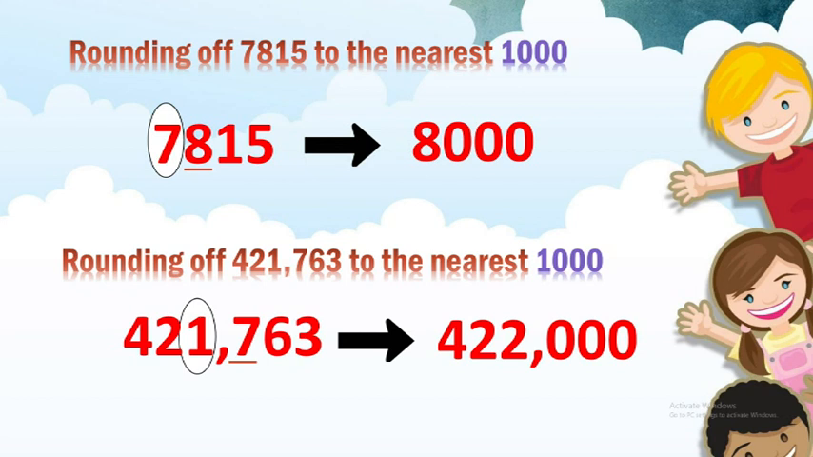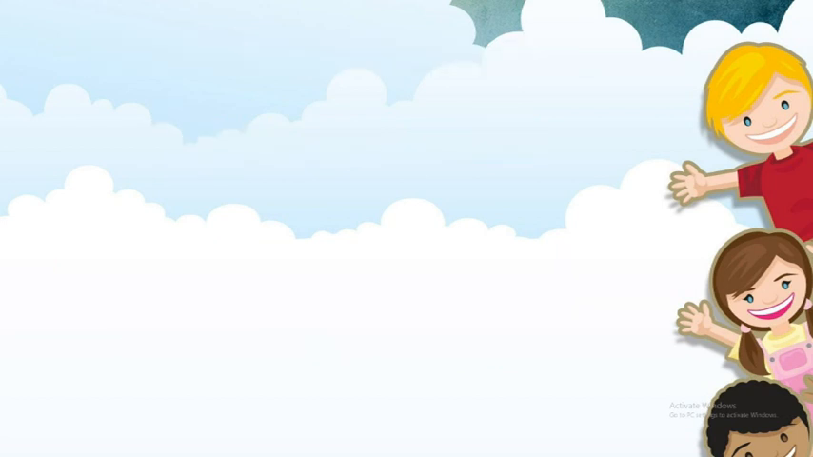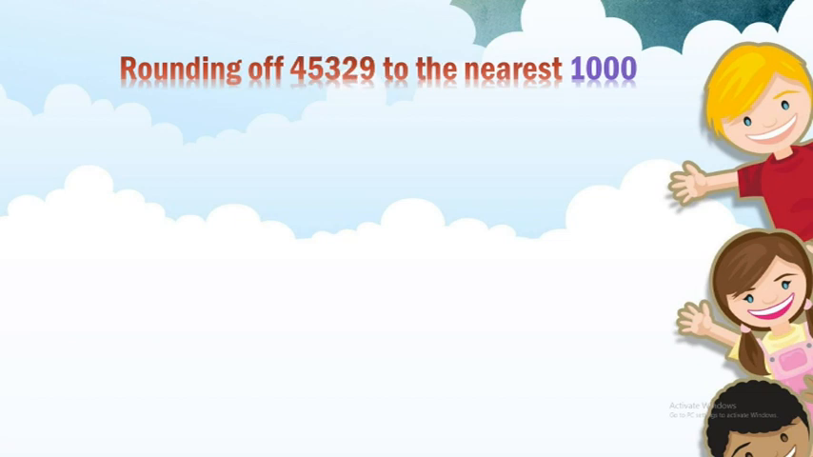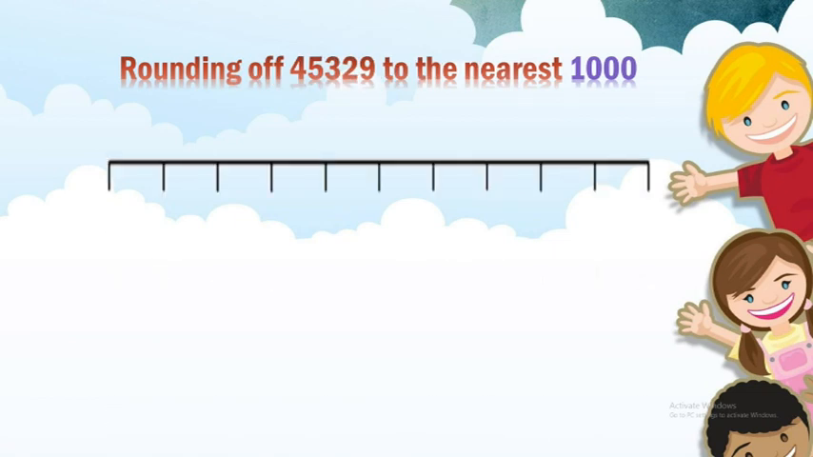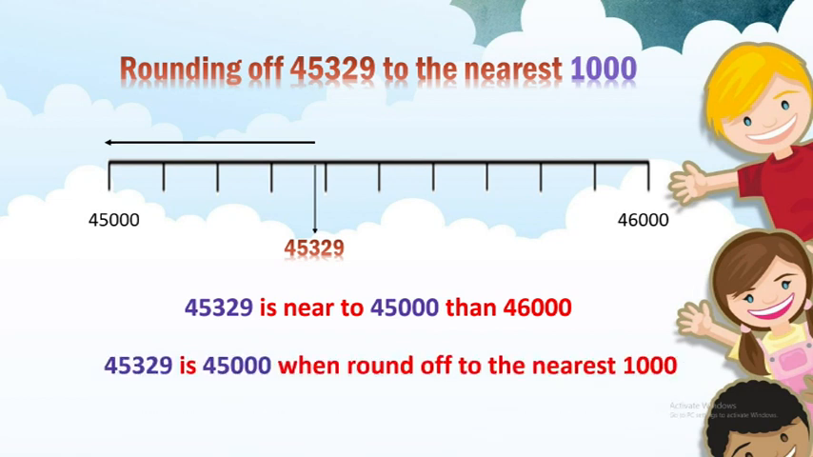Okay, students, this time also you have to do it on a number line. Can you do this number? Okay, I will give 2 minutes. Okay, now let's check the answer. This is the answer. Did you all get the correct answer? Can you tell me which number is near? 45,329, 45,000 or 46,000?